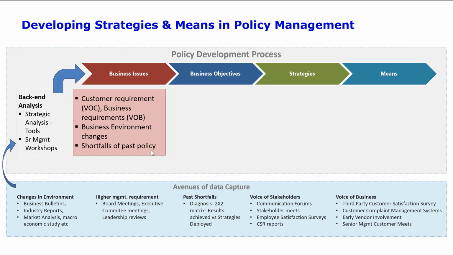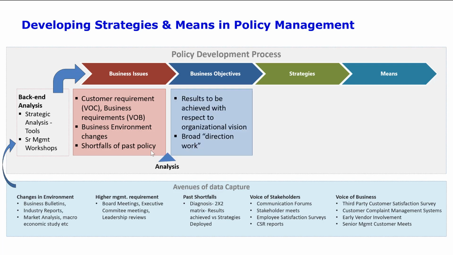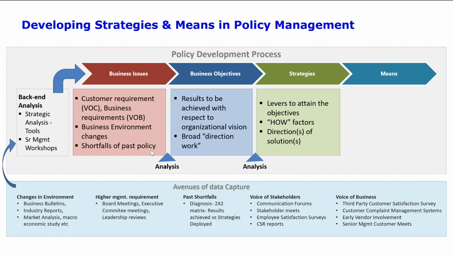To address these business issues, you define your business objectives. Business objectives are the results to be achieved with respect to the organizational vision. Essentially, they are the broad direction of work that the company will undertake. Then you decide your strategies, which are levers to attain the objectives, the how factors, or indicative of the direction of solution that you would take. When there are multiple alternatives, you can choose one strategy versus the other for the same objective.